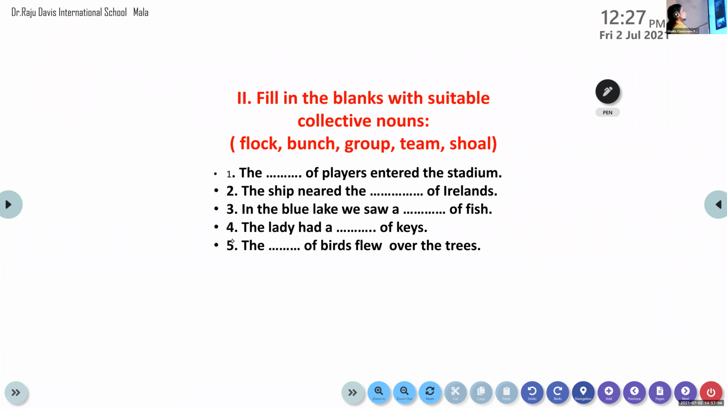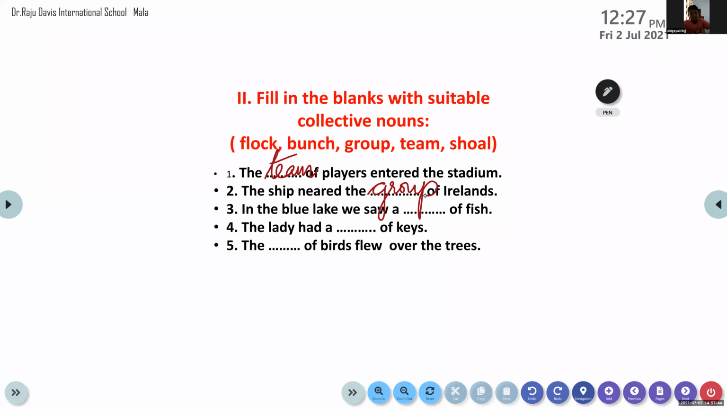So, which collective noun do you use there? Is it flock, bunch, group, team, or shoal? Team, very good. It is team. Agnel Gills, tell me the next question. The ship neared the dash of islands. I haven't taught you this, but among the group, which will be the right one? It won't be flock. It is group. Okay, group. I wanted all of you to please write it in your workbook.